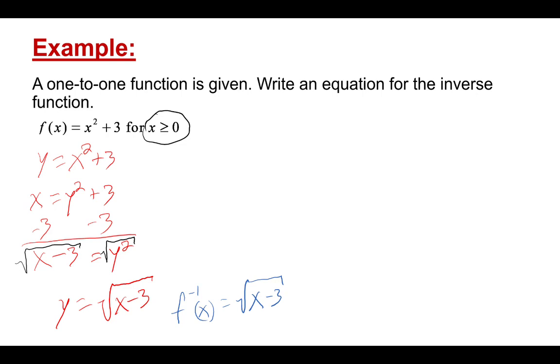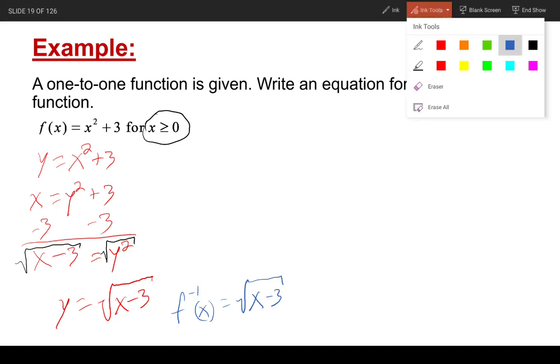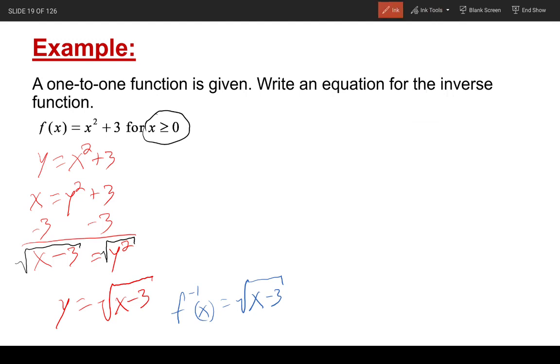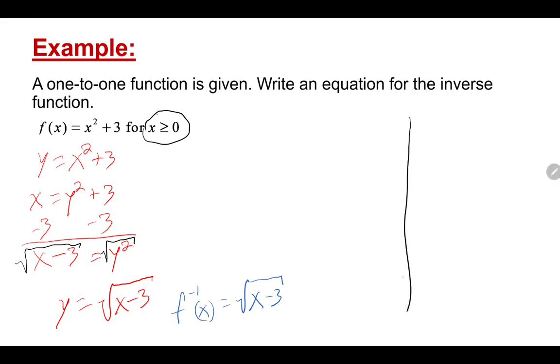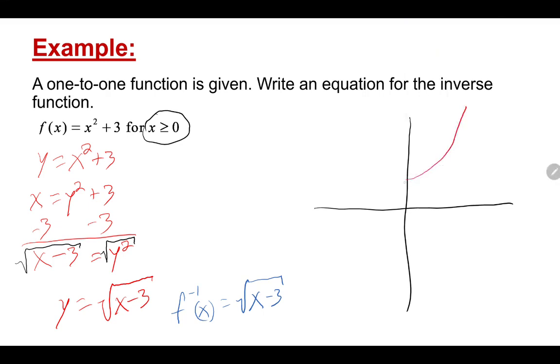We know kind of what these look like. Let me see if I can do just a quick rough sketch. It doesn't have to be fancy here. The first one, we'll do that in that same red color, is x squared plus 3. So it starts up here and goes this way, and it goes this way, right?